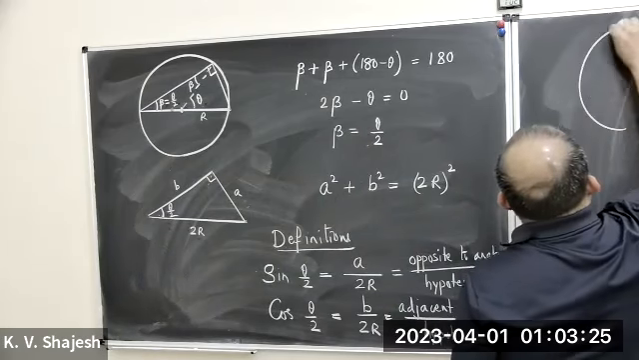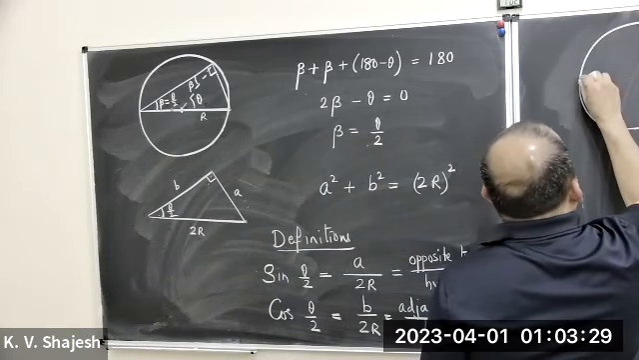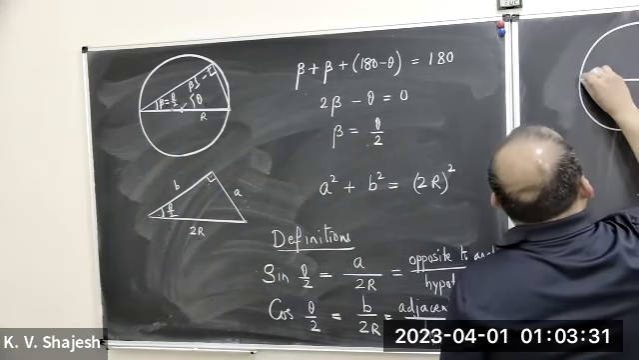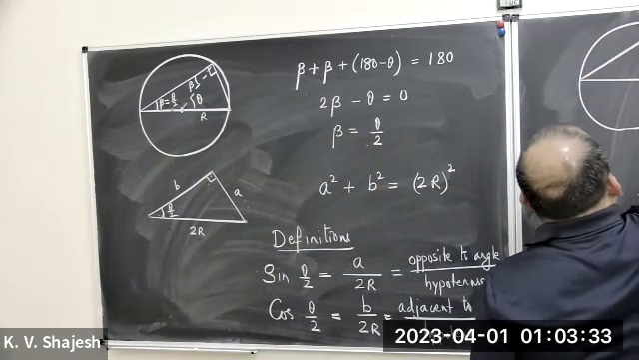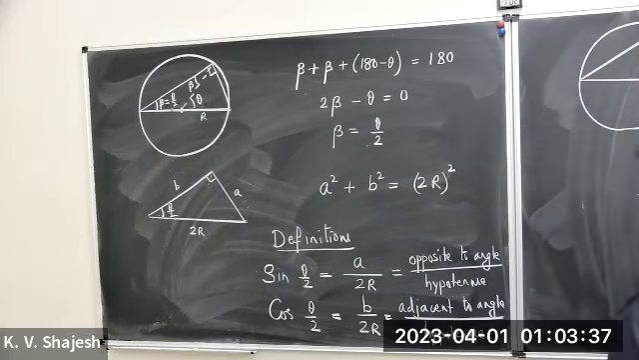Again, we have this circle. That's the center, so that's your right triangle, that's right triangle, and that's the center.